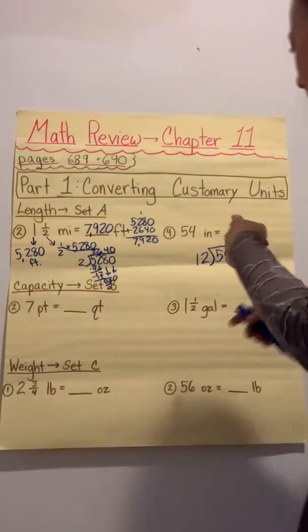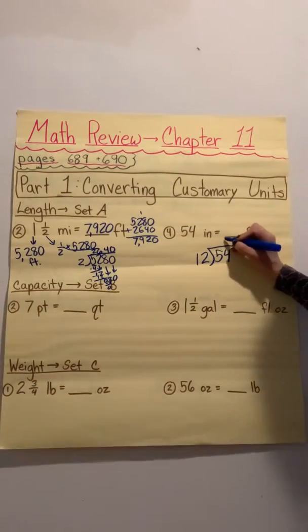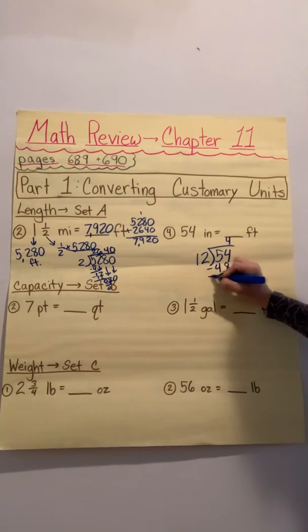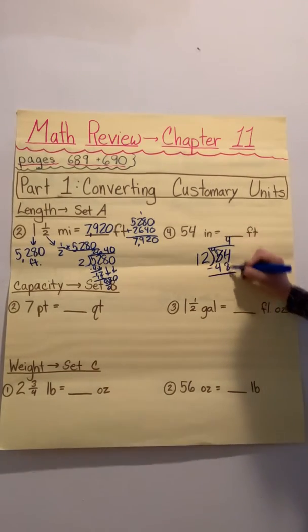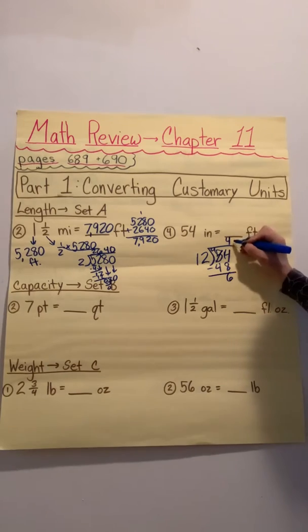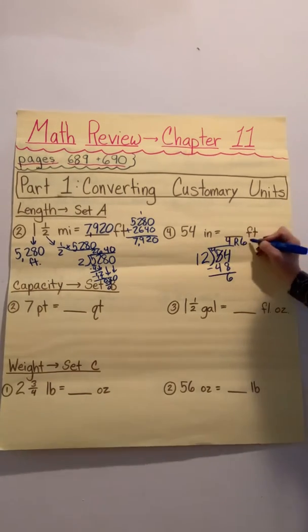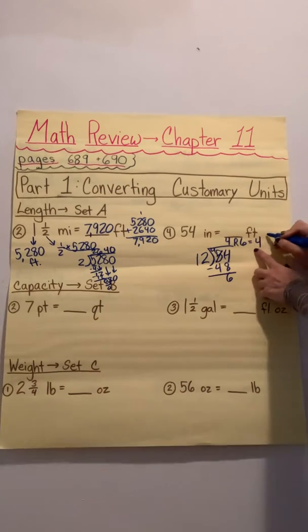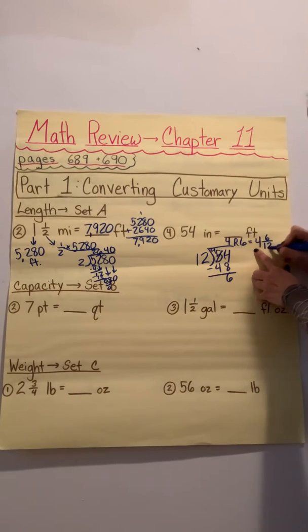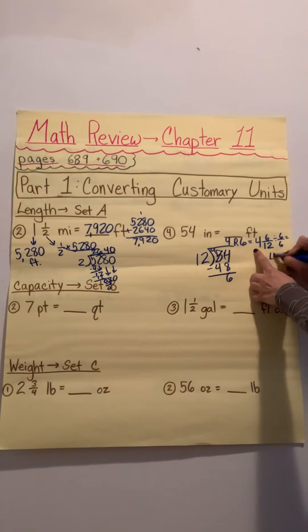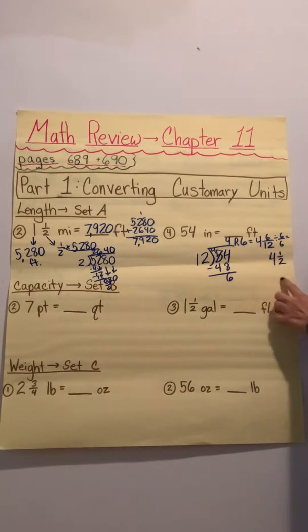So here's my 12 inches in 1 foot. Okay, I know that 12 goes into 54 4 times, that's 48. That means I have 6 inches as a remainder. Okay. Now I want to interpret that. That's 6 out of 12 inches for the next foot. And then I want to put that in simplest form. That's 4 1/2 feet.